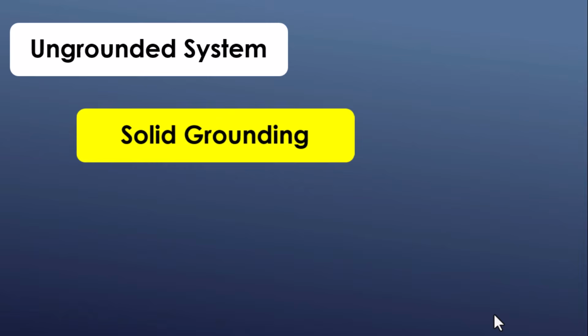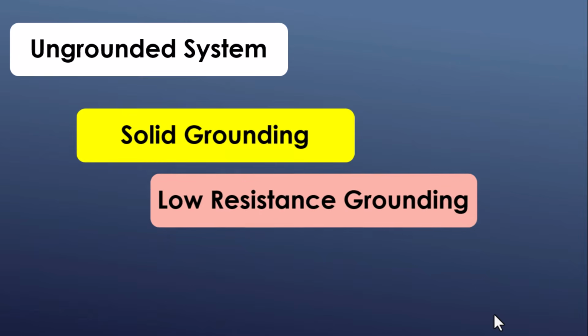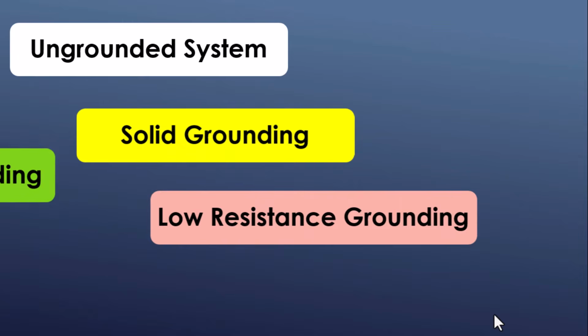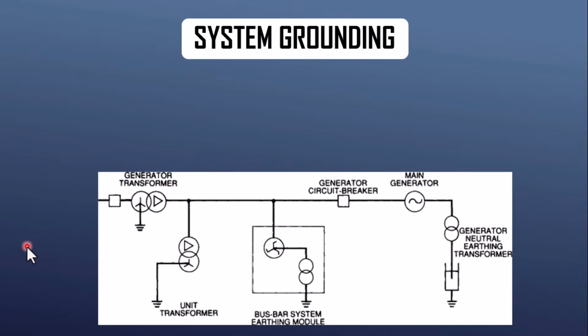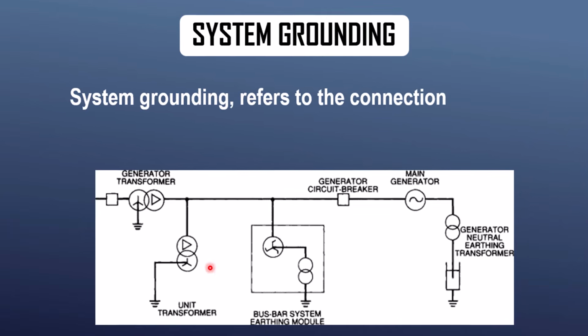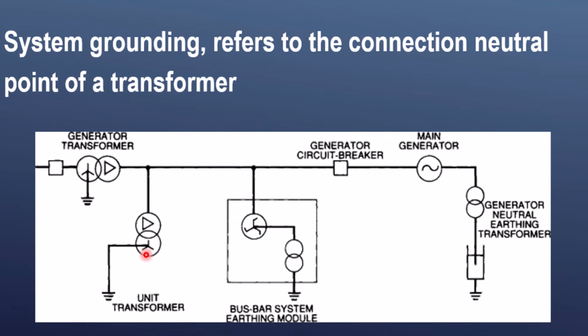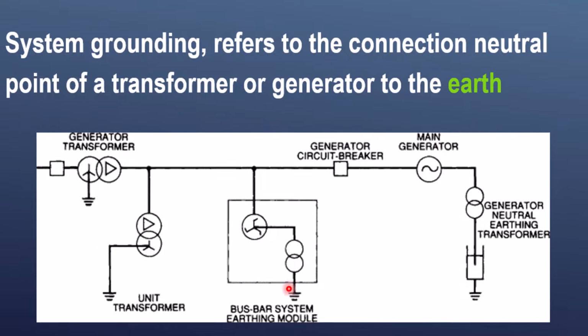In the electrical power system, grounding is one of the most important parameters when it comes to the safety of equipment and the people during the faults. In this video, we will explore the system grounding, which refers to the connection of the neutral point of the generator or the transformer with the earth.